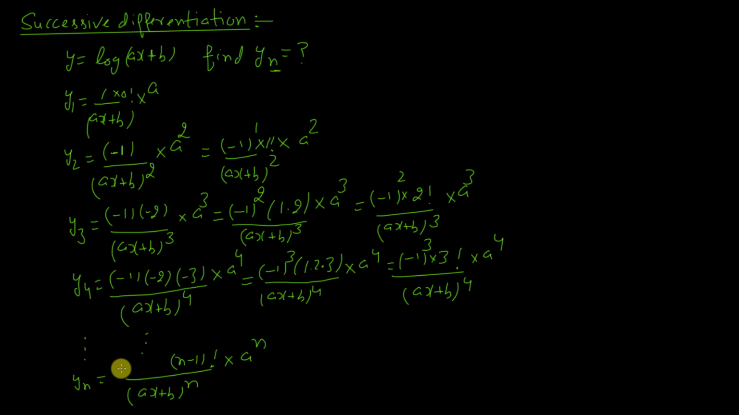Similarly, when here will be n, so it will be n minus 1. So this is the nth order derivative of log ax plus b, where a and b are constant.